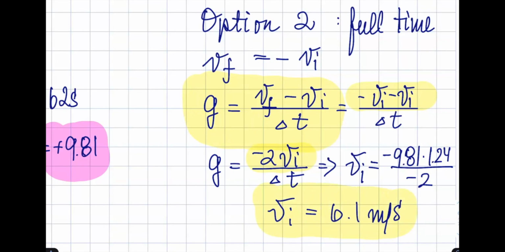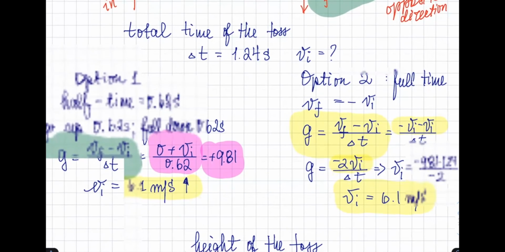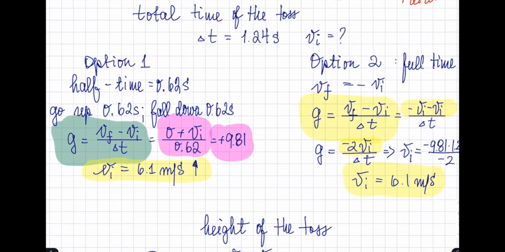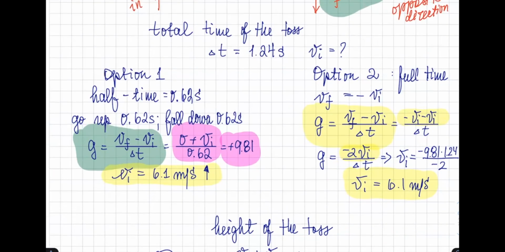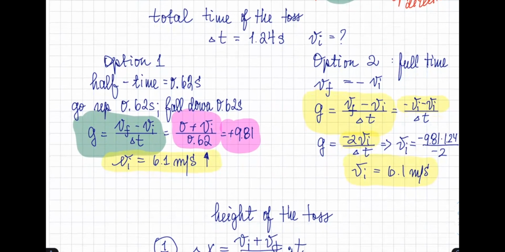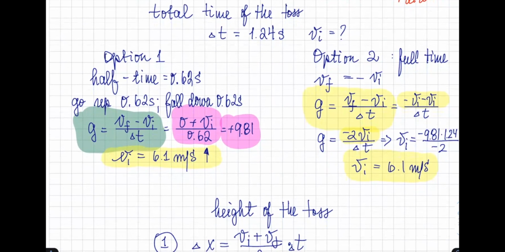It's just two different ways to solve it. If it makes more sense for you to split that motion into two and consider final velocity to be 0 at the top, then use half time and figure out your v initial. Or you can use the total time and just realize that v final, when it hits your hand, is opposite of v initial with which you tossed it.